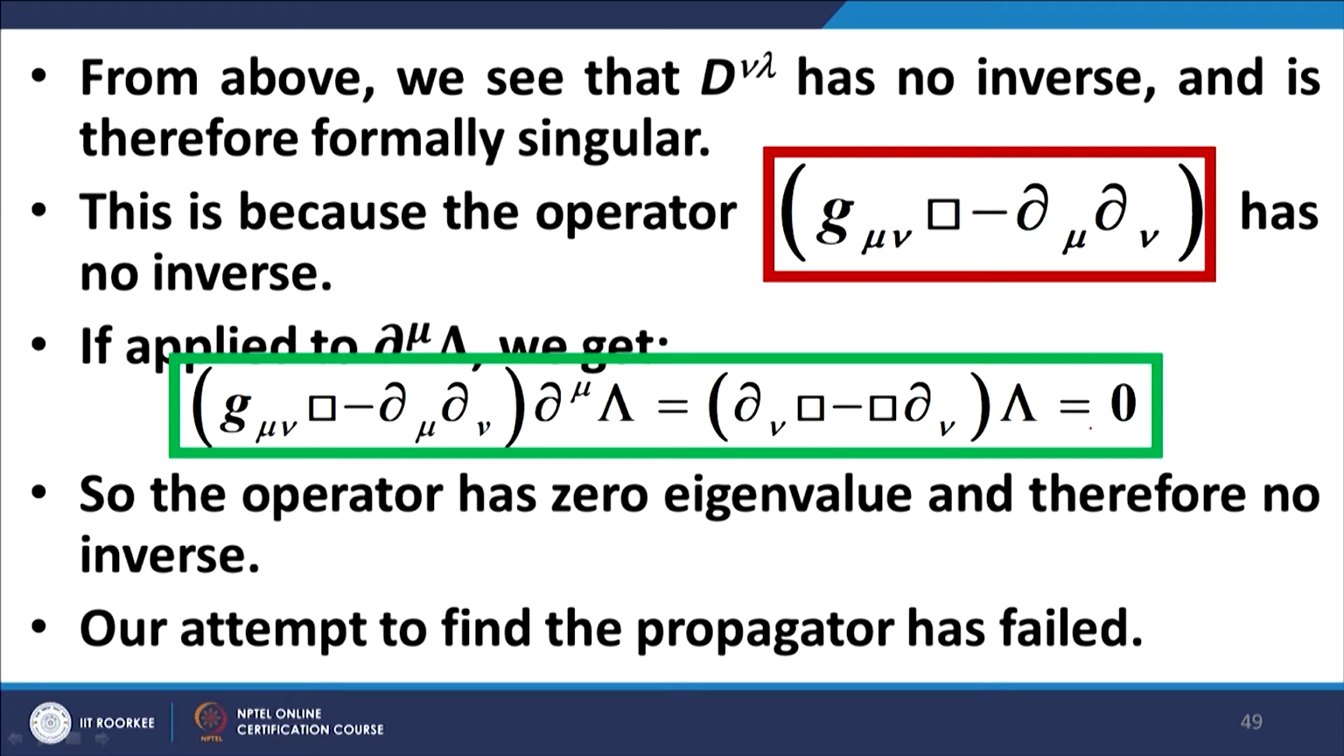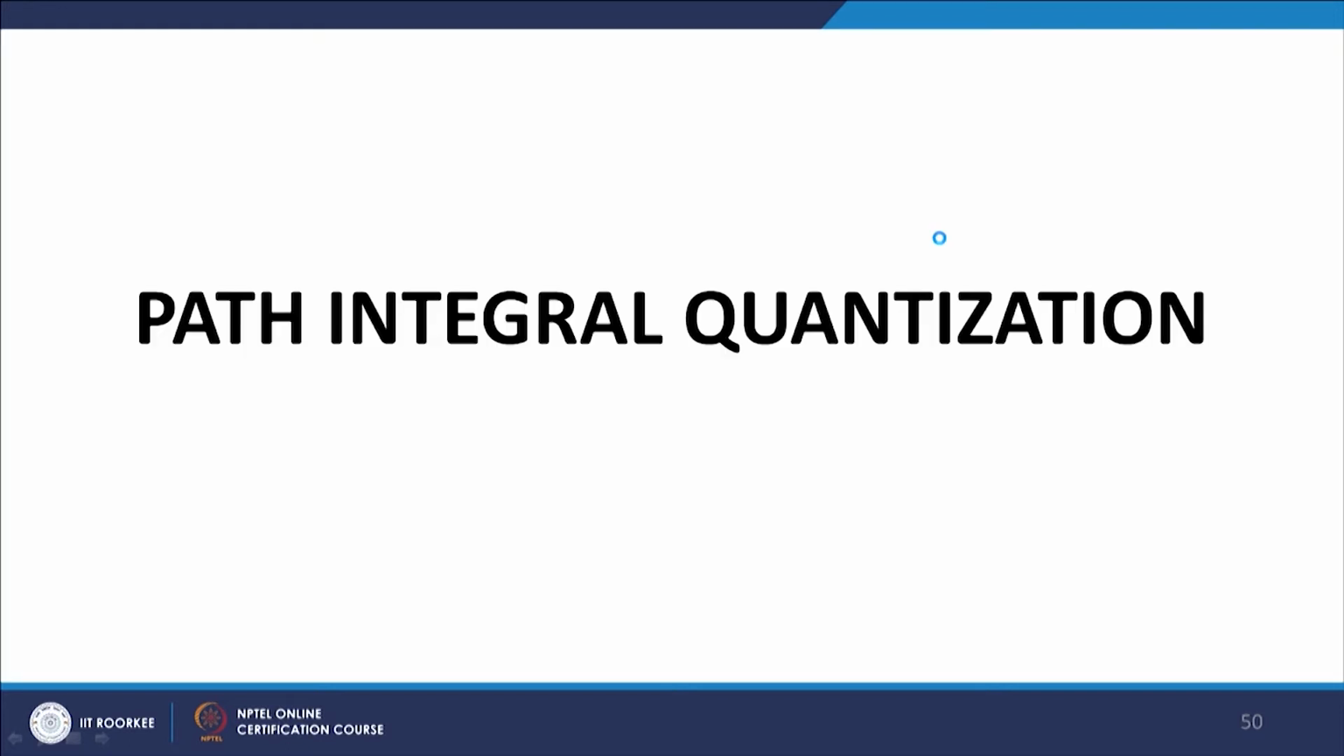So, it is explicitly shown by the expression in the green box that this operator here in the red box has 0 eigenvalue and hence does not have any inverse. So, what do we do? Now, why is this happening first, and then what do we do?